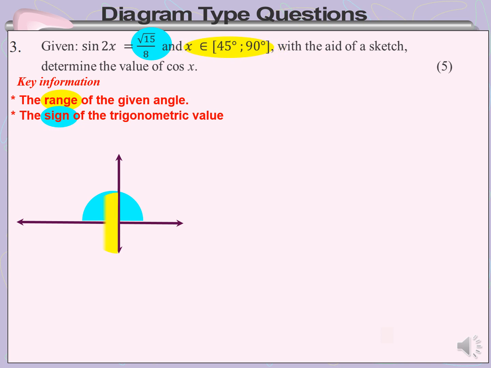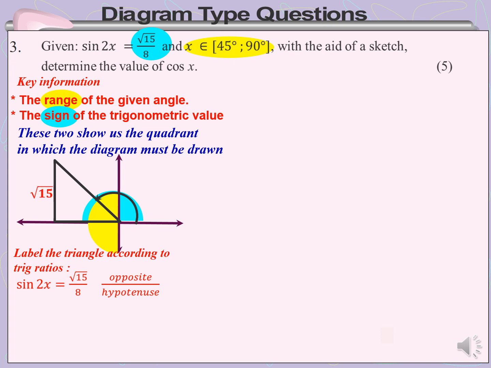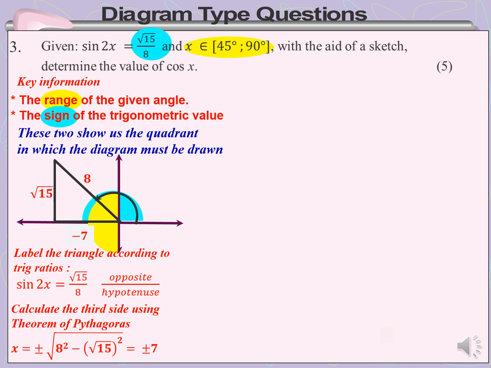So 90 up to 180 means our angle is going to fall into the second quadrant. In the second quadrant, we draw a triangle and we label the triangle according to trigonometric ratios, and then we calculate the third side using the theorem of Pythagoras. Then from there, our question can now be answered. We want to find the value of cos x.